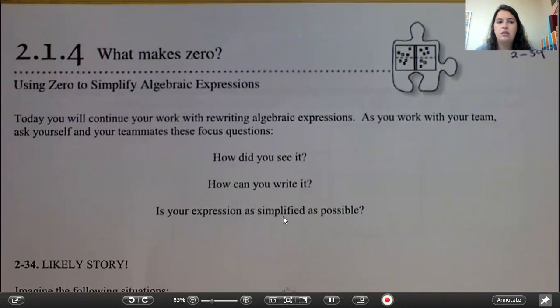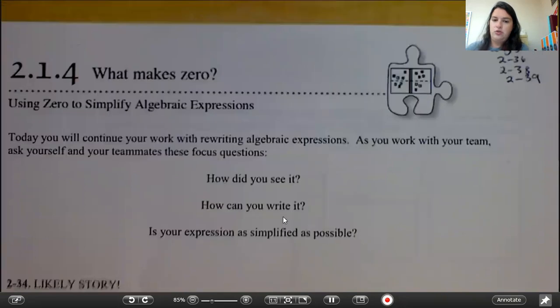Today you will continue your work with rewriting algebraic expressions. As you work with your team, ask yourself and your teammates these focus questions. How did you see it? How did you write it? And is this expression as simplified as possible? So we're going to look at question 235 to start.